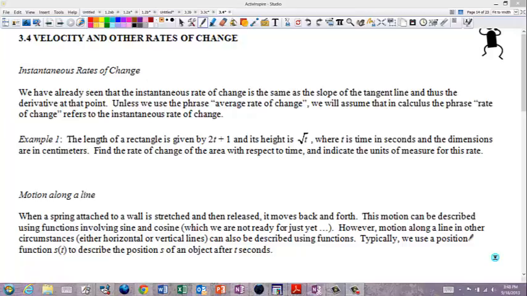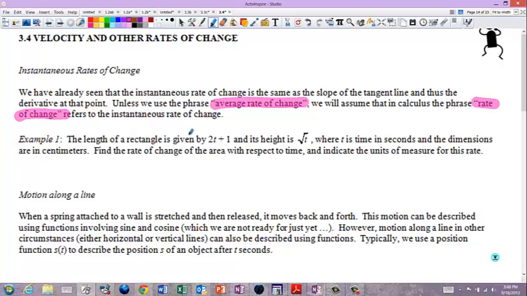Alright guys, 3.4, velocity and other rates of change. We've already connected position, velocity and acceleration yesterday with the CBR activity. But it says we have already seen that the instantaneous rate of change is the same as the slope of the tangent line, and thus the derivative at that point. Unless we use the phrase average rate of change, it's very important, we will assume that in calculus the phrase rate of change refers to the instantaneous rate of change or the derivative.